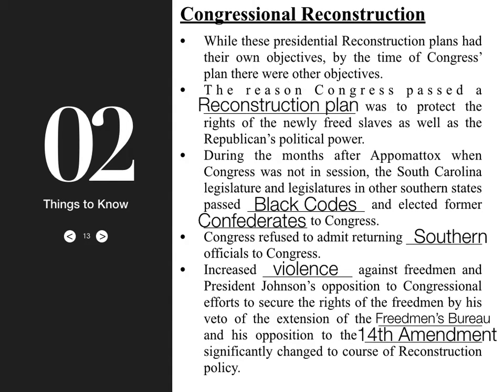Increased violence against freedmen and President Johnson's opposition to congressional efforts to secure the rights of freedmen by his veto of the extension of the Freedmen's Bureau and his opposition to the 14th Amendment significantly changed the course of Reconstruction policy. So again, President Johnson was against extending the Freedmen's Bureau, which was helping those black citizens, and he was opposed to the 14th Amendment, which would actually make a law saying that they were protected and that they were citizens of the United States.